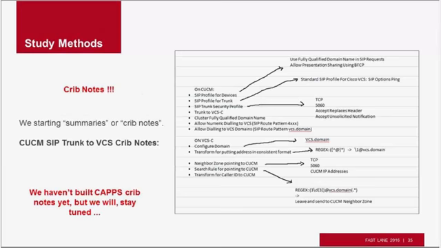Crib notes. We've started building summaries or crib notes. I didn't get time to pop one into this presentation from CAPPS. This is one from CIPT v2. And in fact, there's some real overlap in content from CIPT v2 and CAPPS. So if you were to buy the CIPT v2 Foundation Learning Guide, the material in there on VCS and registering a Jabber video for telepresence client is actually relevant to CAPPS.